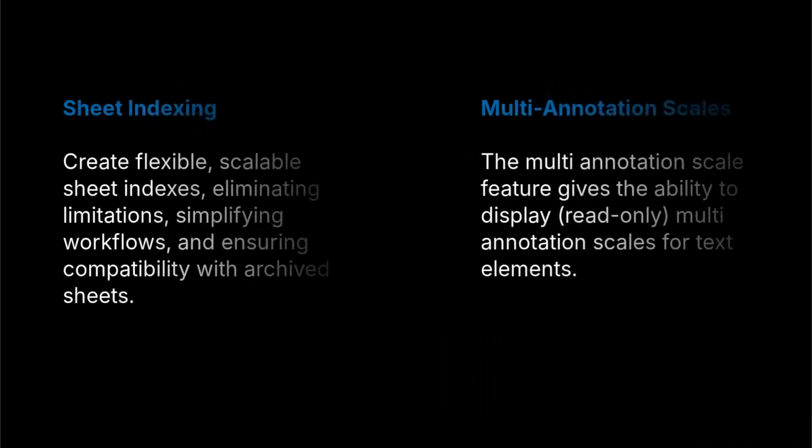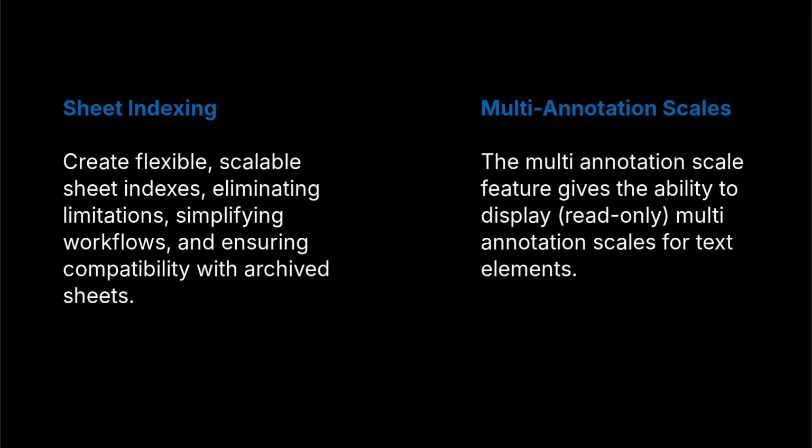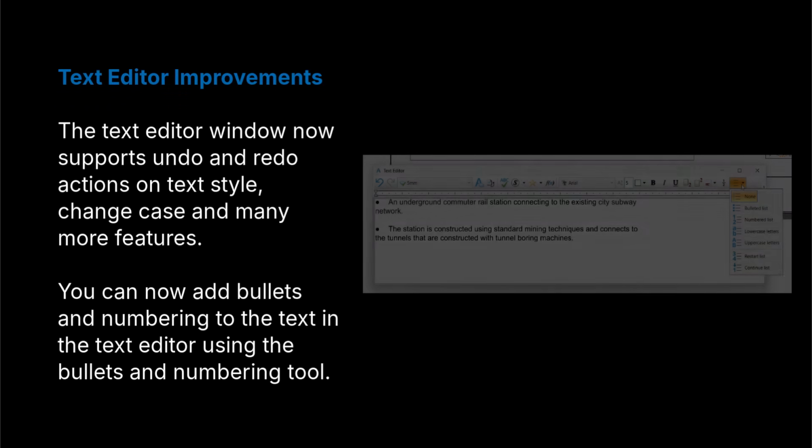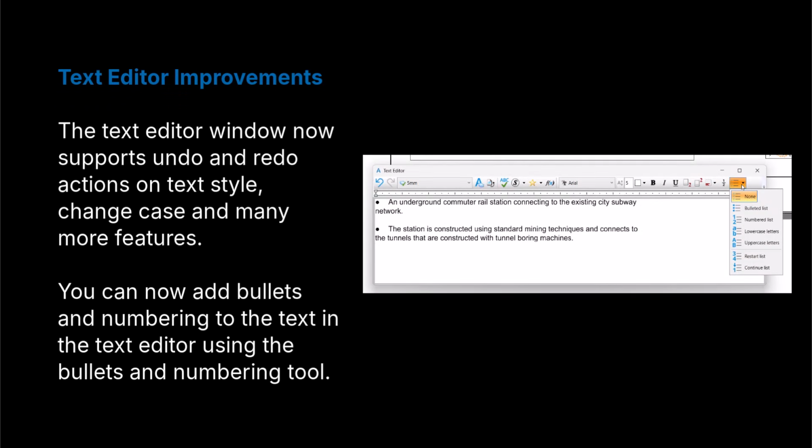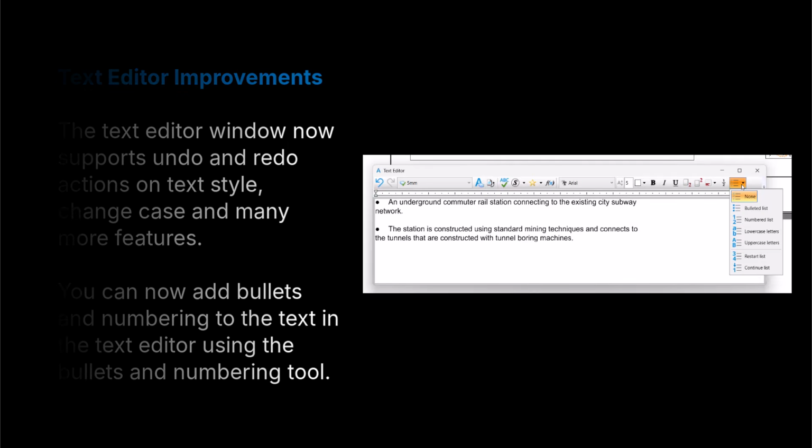Other new features in MicroStation 2026 include updated sheet indexing, allowing you to create flexible, scalable sheet indexes, eliminating limitations, simplifying workflows, and ensuring compatibility with archived sheets. The multi-annotation scale feature gives the ability to display multi-annotation scales for text elements. The text editor window now supports undo and redo actions on text style, change case, and many more features. You can now add bullets and numbering to the text in the text editor using the bullets and numbering tool.